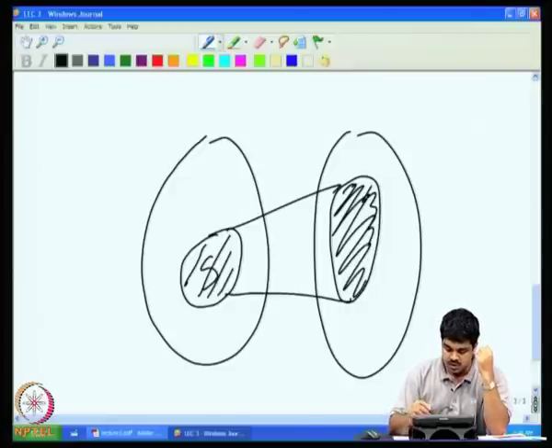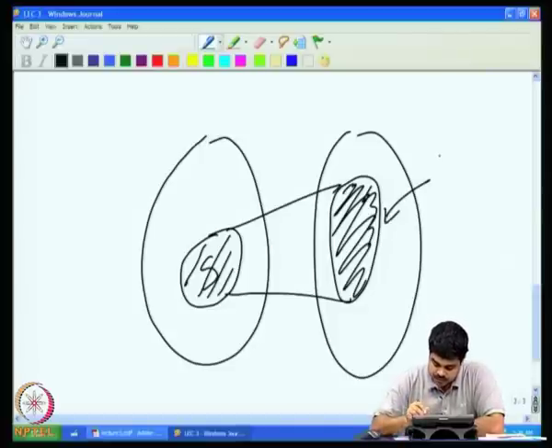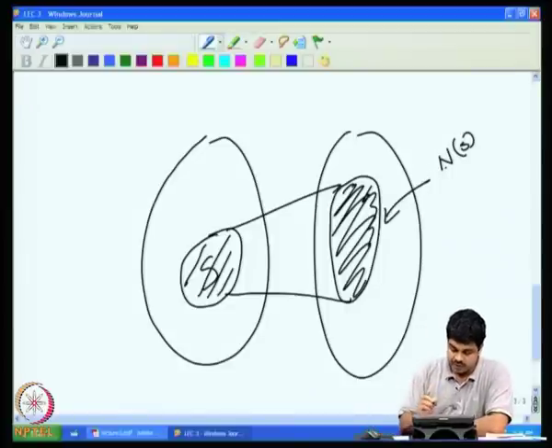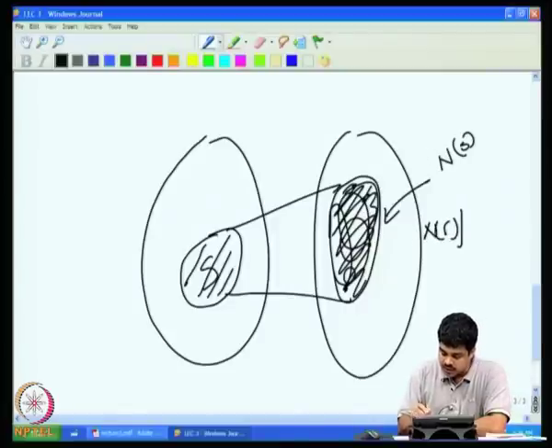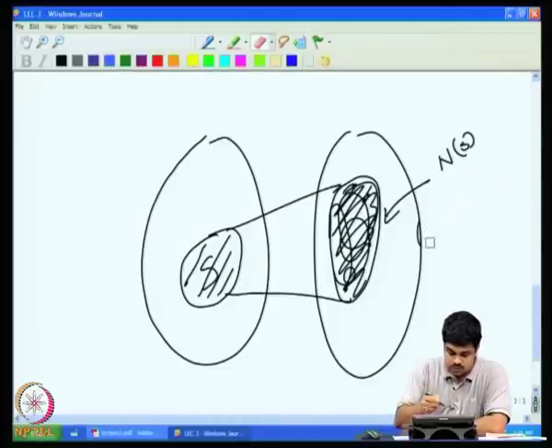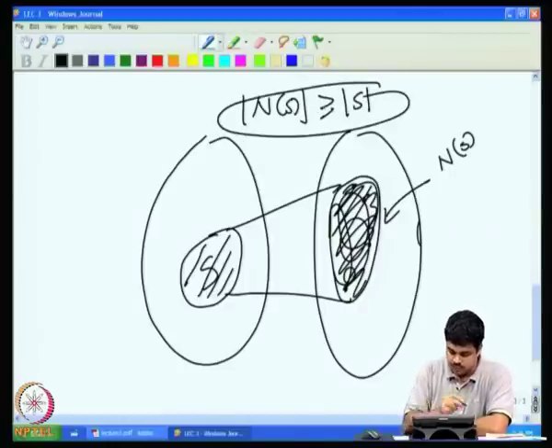This is the set S, and this is called N of S, the neighborhood of S. Now, I want to show that the cardinality of this N of S is at least as much as that of S. The cardinality of N of S being greater than or equal to that of S is what we want to show.